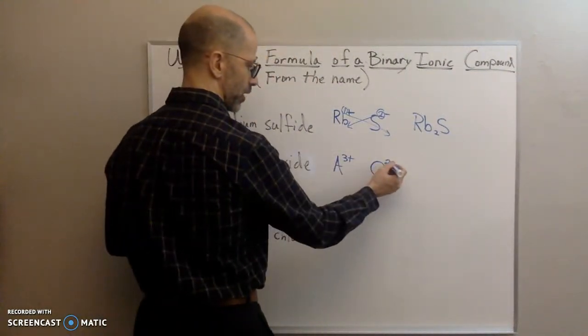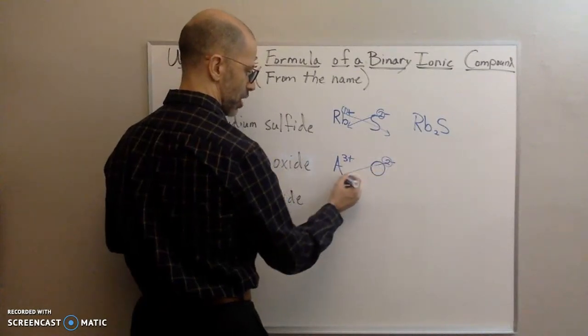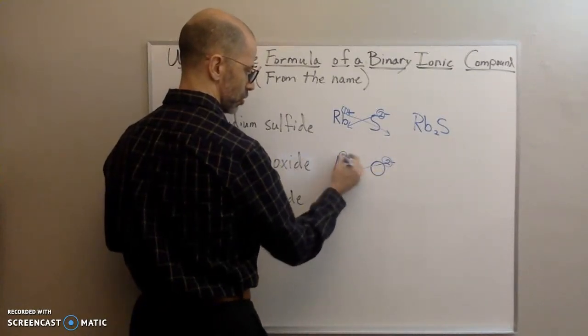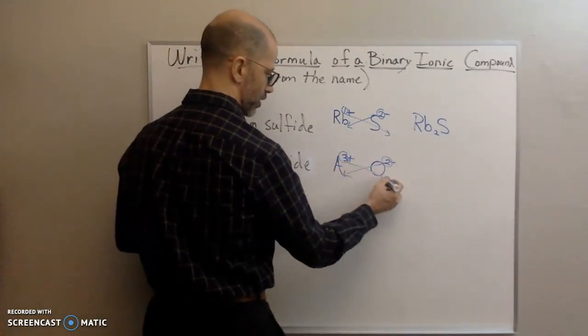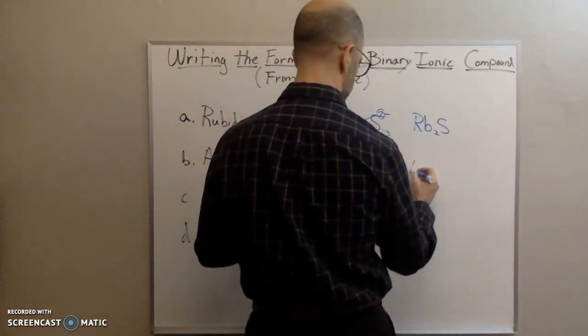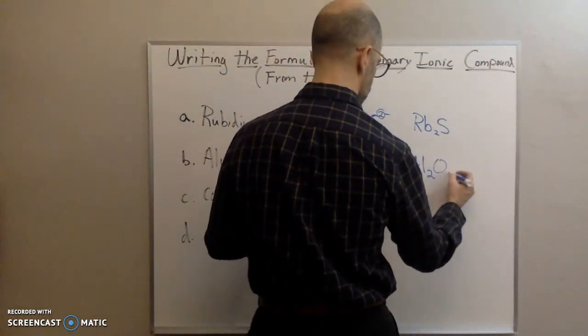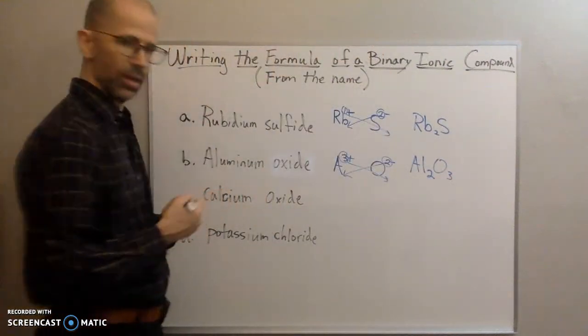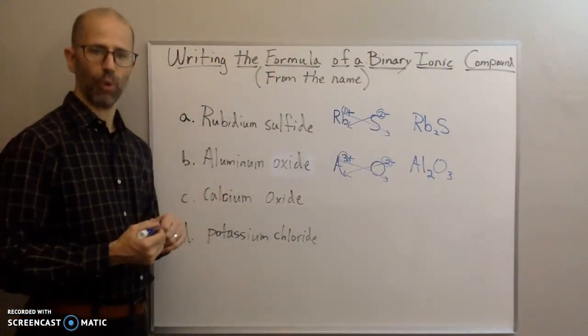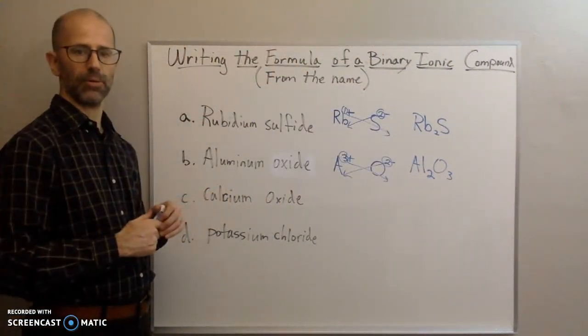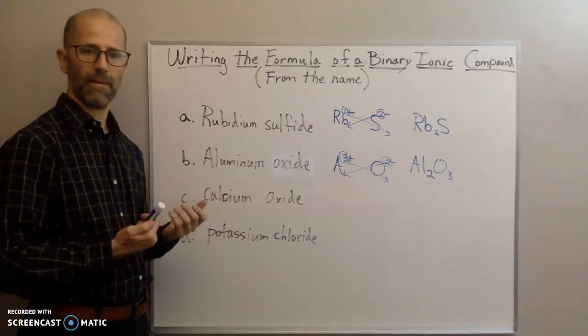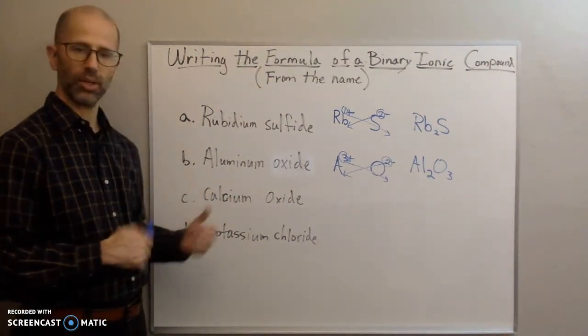And then again, we can crisscross. So the 2 goes down there, the 3 goes down there, and we get Al2O3. And so that would be the formula for this compound. With me so far? Good, let's do another one.